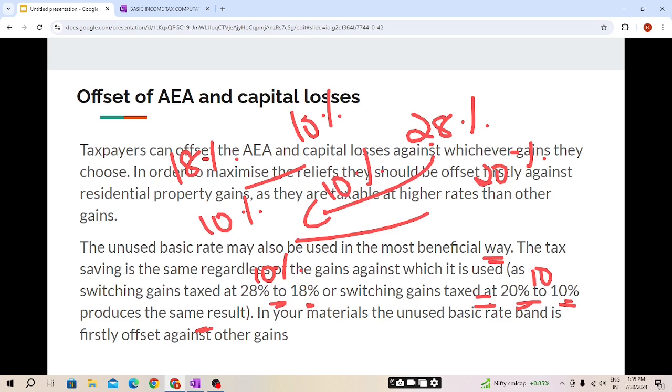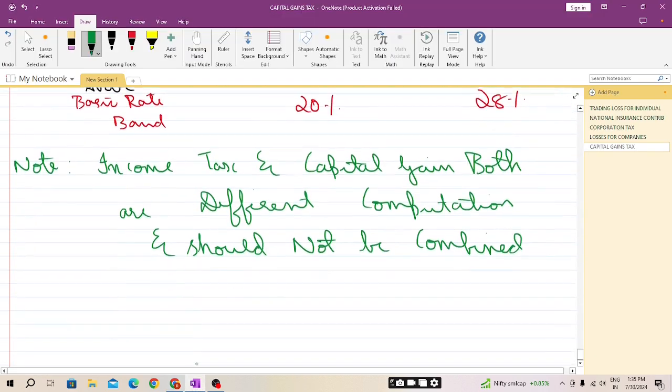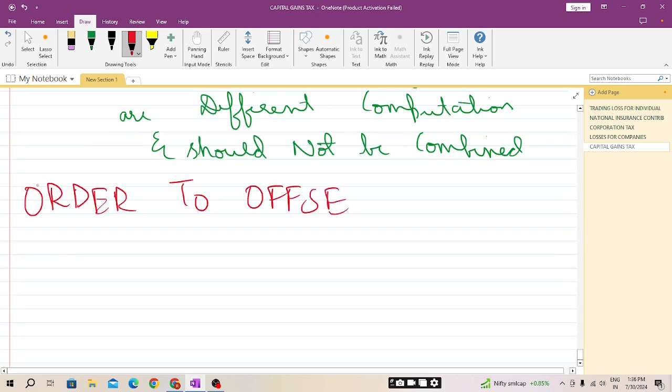This you need to have an understanding. The basic point, students, is that we will be writing the order to offset AEA and capital losses, students. Capital losses.